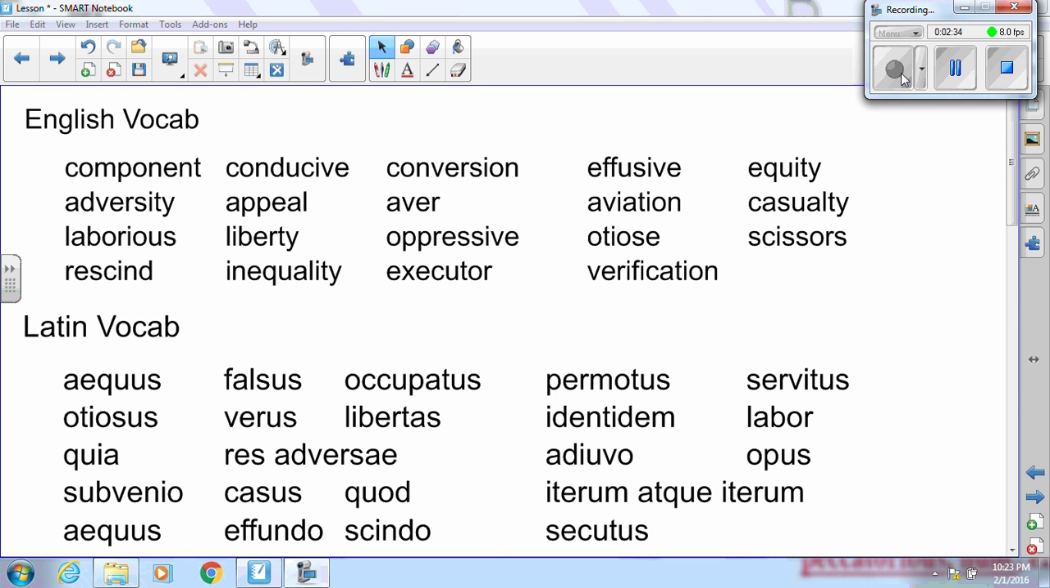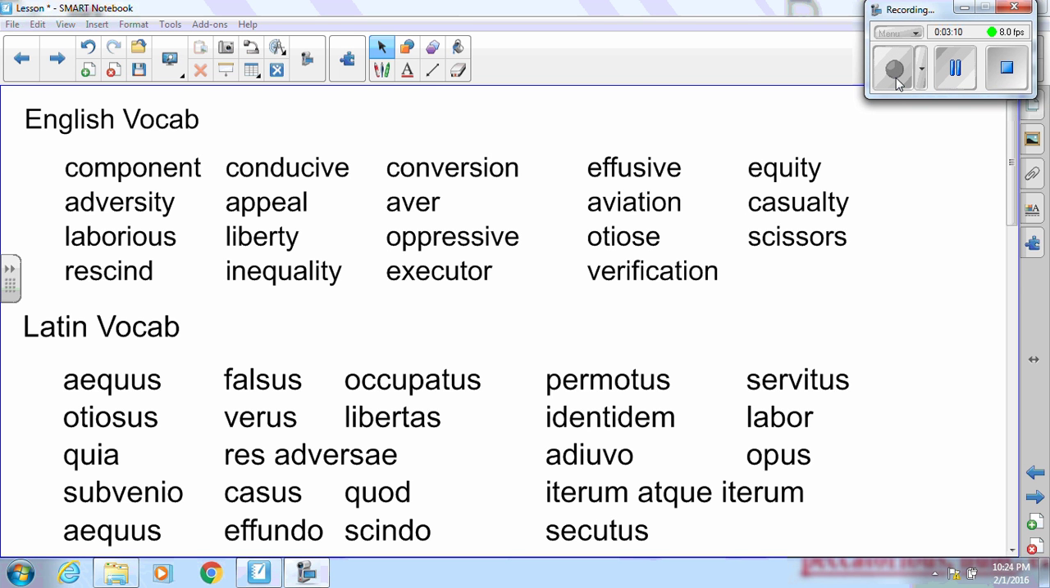Rescind comes from our Latin word scindo, which means to cut, and to rescind something is to take it back, usually associated with legal terms. Inequality is unequal. Executor comes from our sequitur, which also means to cut. So we have somebody who cuts off your head as an executor. Verification is something that you use to show that something is true. You verify it. So those are English vocab words.